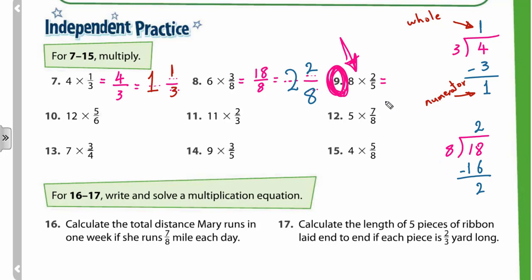Teacher, I don't see question number 9. 8 multiplied by 2 fifths equals 16 fifths. And this is an improper fraction, of course. So we need to write it as a mixed number. Okay, let's do the division.